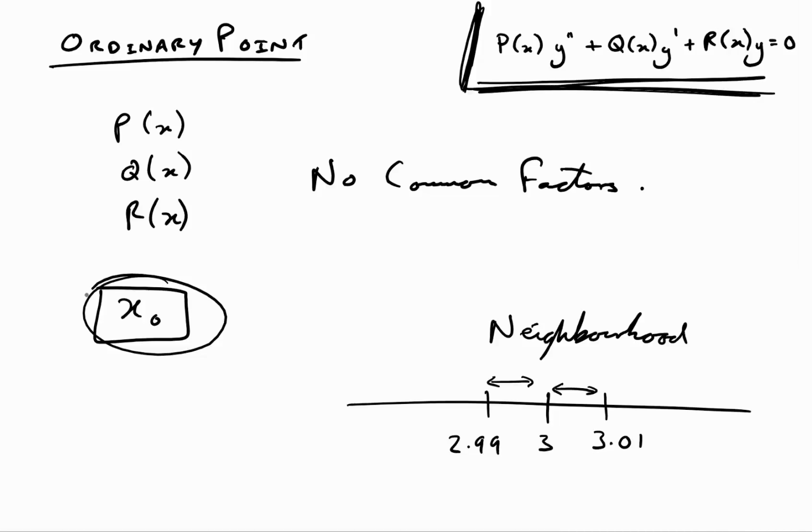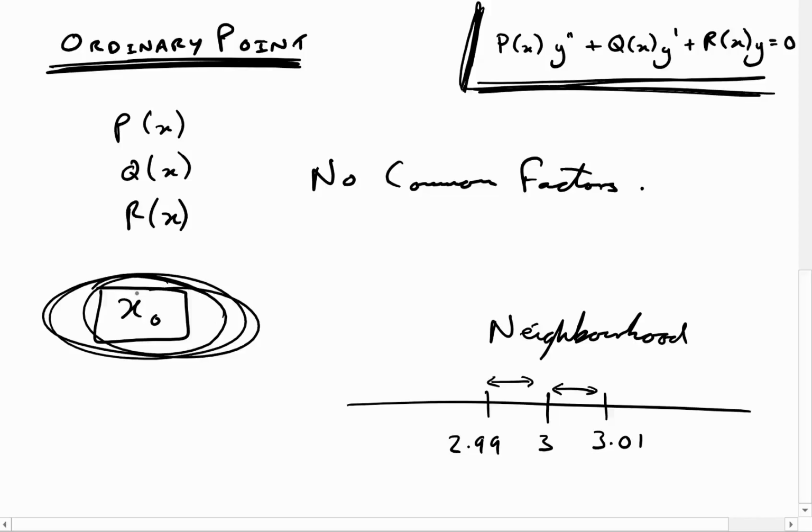Now remember what we're trying to get here. We're trying to get an ordinary point. We say that x naught, the point which we're interested in, is an ordinary point if, when we put it into one of these functions, let's say p of x, so we evaluate our polynomial p at x naught, it doesn't come out as 0 at that point, then it's an ordinary point.